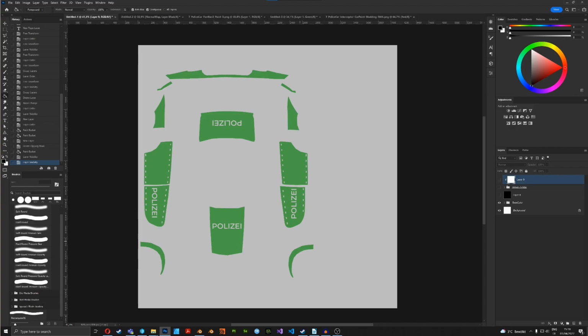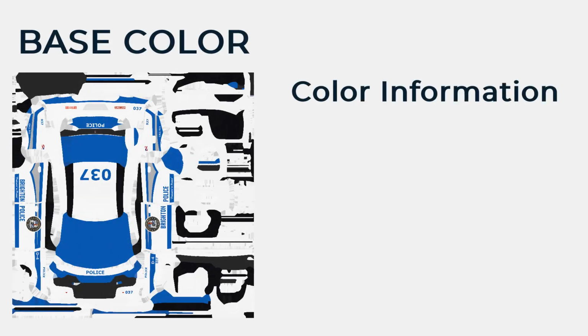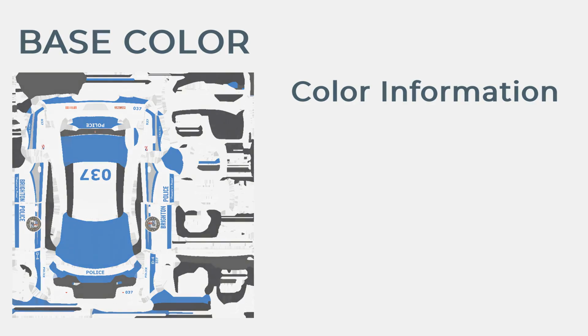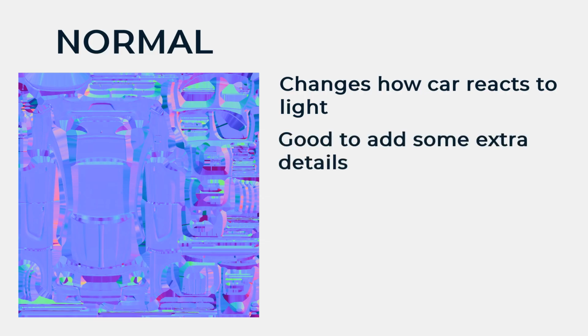It's fairly simple, no fancy logos, etc. Only the basic workflow. First off, there is the base color texture. It just shows the color information of the vehicle and it's probably the most straightforward. Then there is the normal texture. This texture contains information about how the vehicle reacts to light in certain conditions, and we can use this to add some extra details onto the car by just modifying the normal texture.